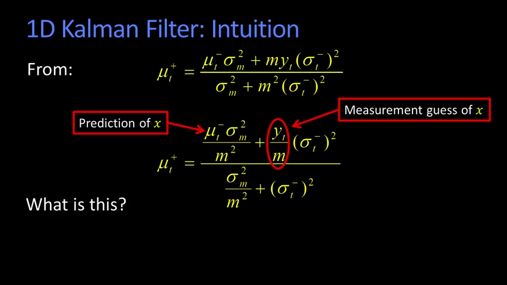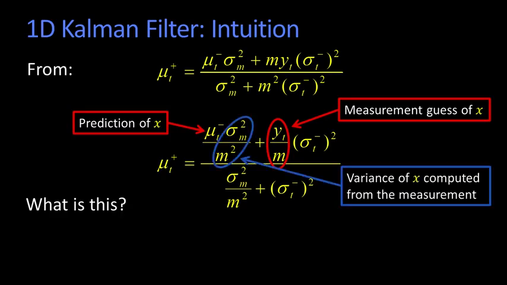So we've got these two things in here. We've got mu t minus, which is our prediction, and y over m, which is our measurement's guess. We have to somehow combine them. Well, how do we combine them? What's this value? This is just sigma squared divided by m squared. That is the measurement's variance divided by m squared. That's the variance if you were to compute x just from the measurement. So this guy right here is the x computed just from the measurement. The variance of that is sigma squared m over m squared, because y was just mx. So that quantity, circled in blue, is the variance of x computed from the measurement.